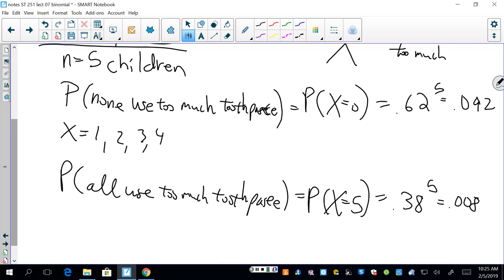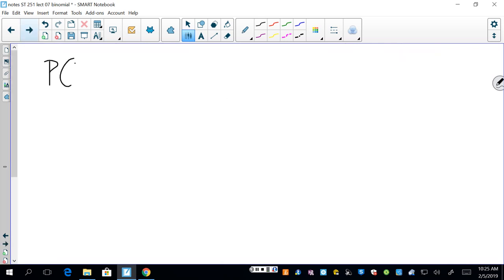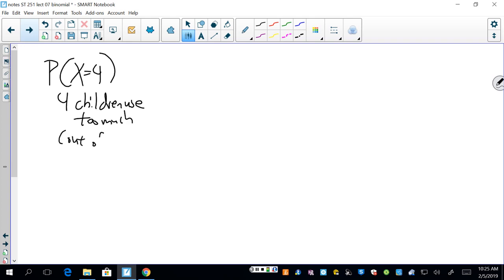So let's talk about calculating those probabilities. So we have 1 child out of the 5, 2 out of 5, 3 out of 5, or so on. What's the chance that 4 children use too much, like out of 5? Let's imagine one particular sequence of children, right? That we have 5 children here. 1, 2, 3, 4, 5.